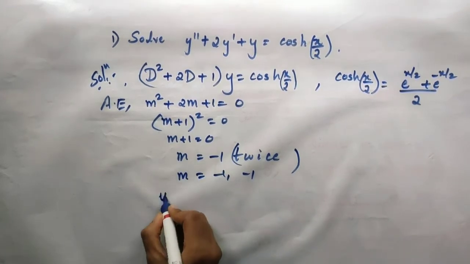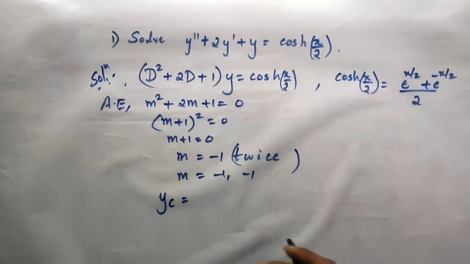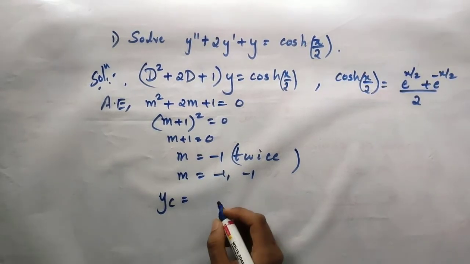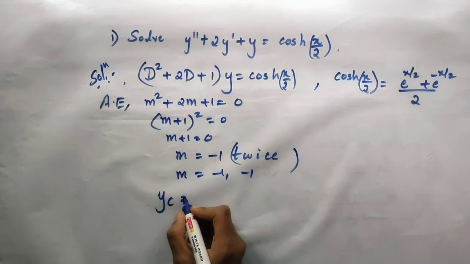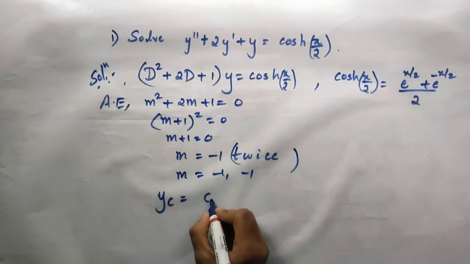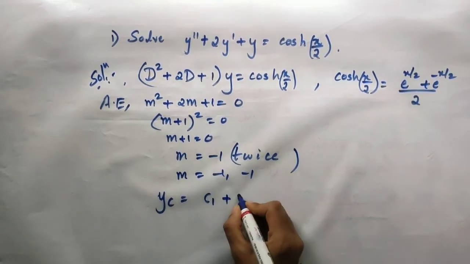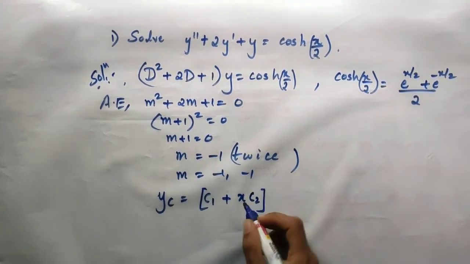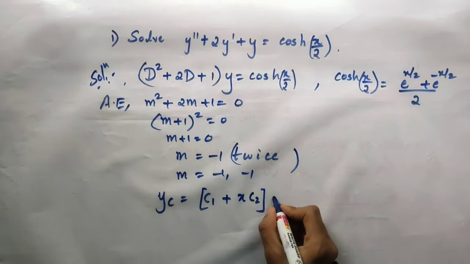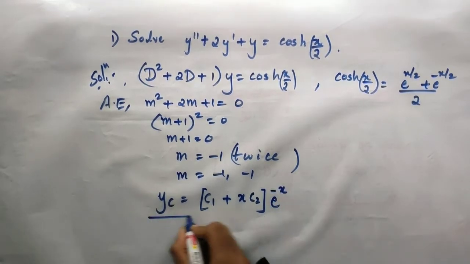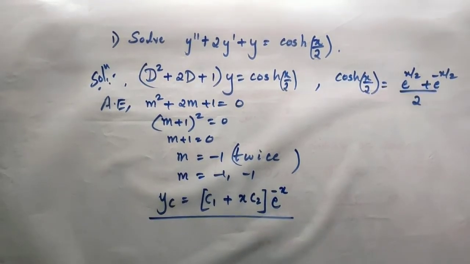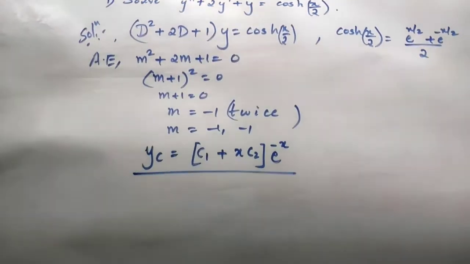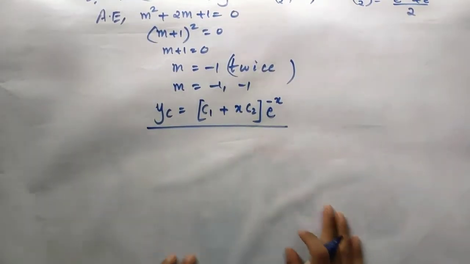So what should be yc? Because the roots are real and they are equal, follow the rule for writing yc when the roots are real and equal. So you have c1 plus x c2, because there are two roots, so two terms in your yc, and both are equal, so e to the power minus x. We are done with half of the solution. Now all we have to do is work for yp. So let's continue working for yp here.